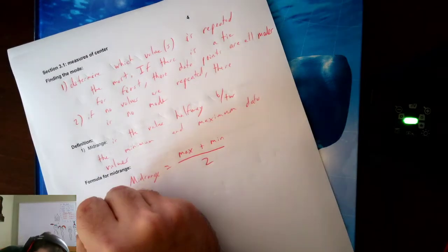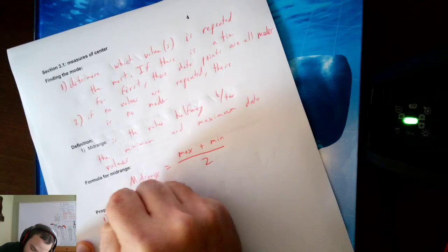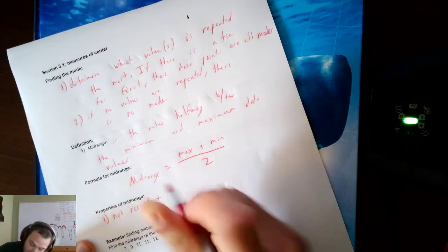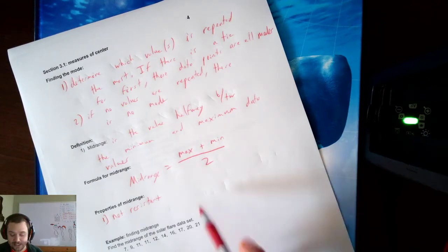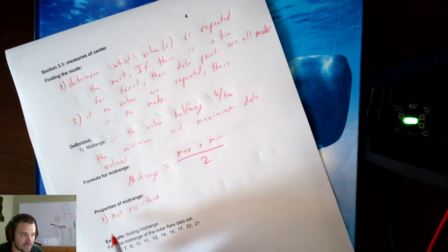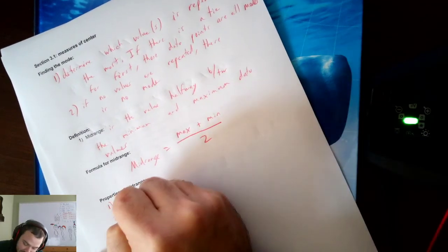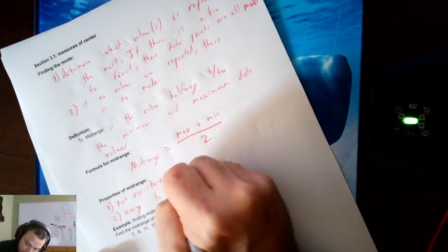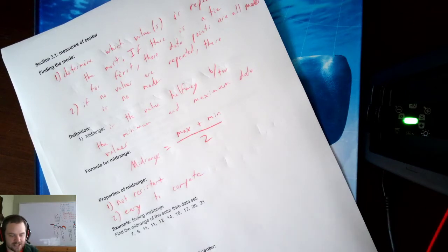Properties. The first property is it's not resistant, which should be obvious. If you're only using the max and the min, if you have an outlier, it's going to be the biggest or the smallest. It's definitely going to affect your mid-range. So it's not resistant. And the second is easy to compute. That's a big advantage of the mid-range. It's easy to compute. You just need to know 2 numbers, the max and the min. You don't need to work very much with it.